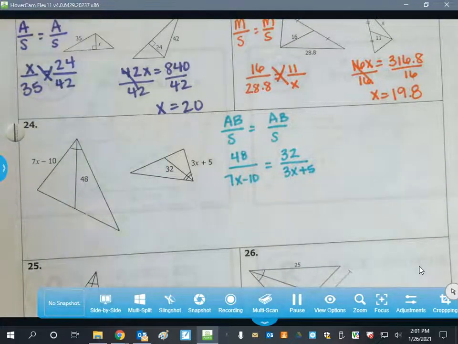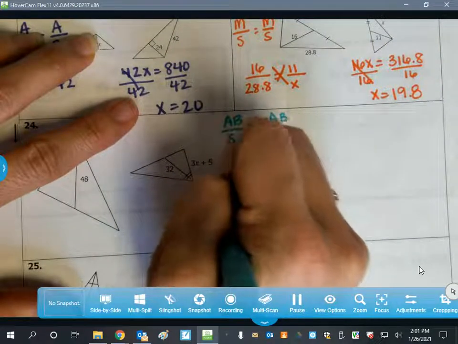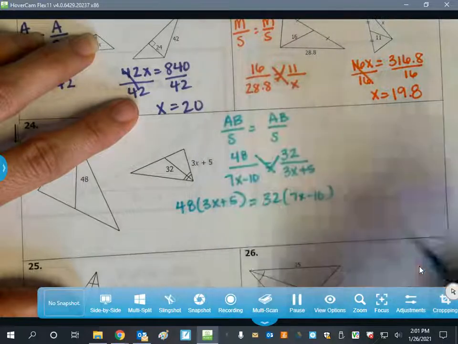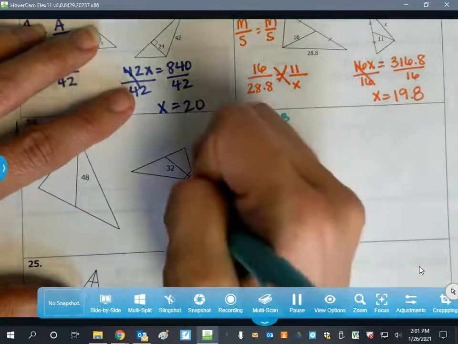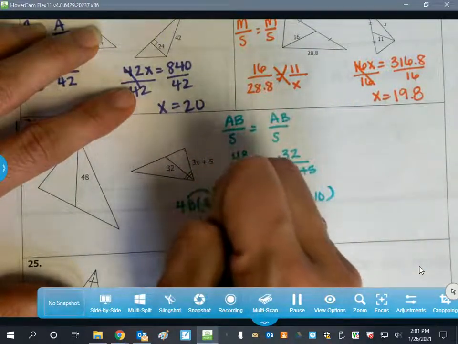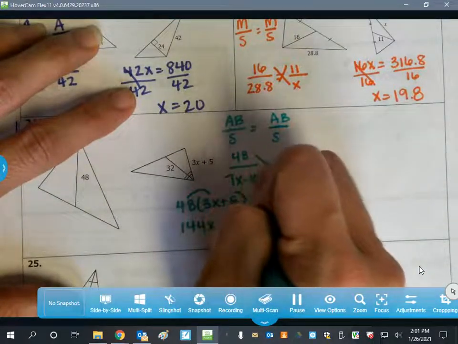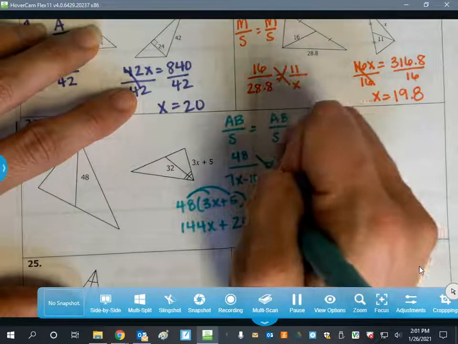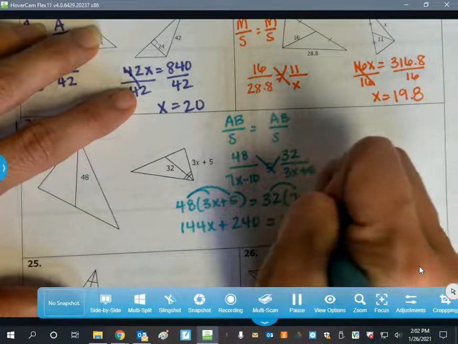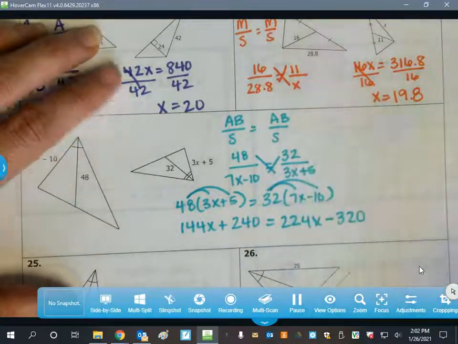Cross multiply, 48 times 3x plus 5 equals 32 times 7x minus 10. Distribute, 48 times 3x is 144x, plus 48 times 5 is 240, equals 32 times 7x, which is 224x, minus 32 times 10 is 320.